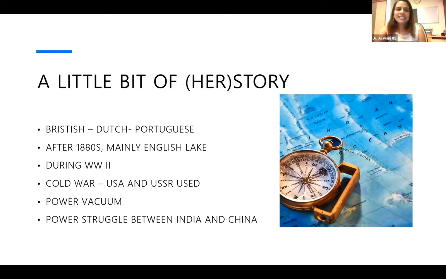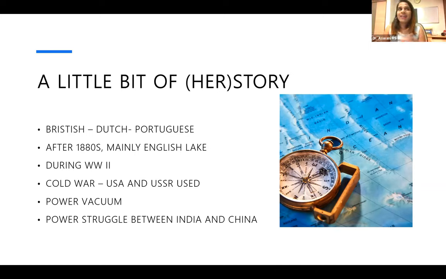Until the 1880s, the entire Indian Ocean region was acting like an English lake, connecting Greater Britain to the entire Asia and Southeast Asia. Until World War II also, the region was used majorly by Britain to decide a lot of wars and political steps that Britain took. Now, when you look at the Indian Ocean during the Cold War, you see that the USA and USSR also used the region for their own geopolitical advantages.